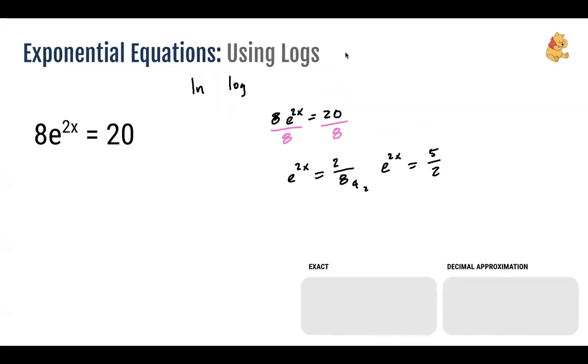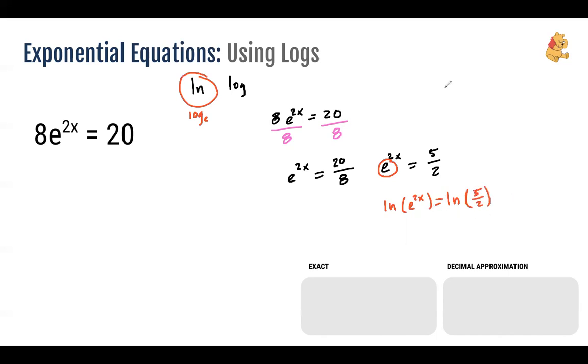Now that we know how the equation is going to end up looking, we can choose the natural logarithm or the common logarithm. Just remember that the natural logarithm is a base e logarithmic expression. So that would be a better choice because this is an exponential with the same base. So I'm going to pick that one, and I'm going to write the natural logarithm of the exponential e raised to the power of 2x, and I'm going to get the natural logarithm of 5/2.